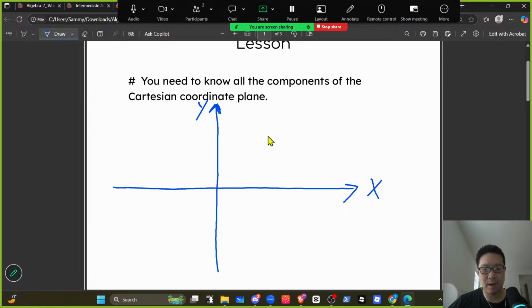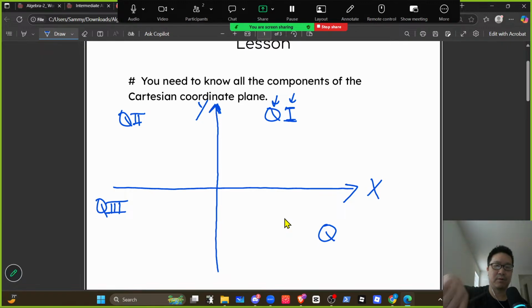It controls the movement horizontally, left and right, and the y-axis controls the movement up and down vertically. Okay. There's four quadrants. Quadrant 1. So the quadrants are usually written in Roman numerals. So Q stands for quadrant, and this is 1. Okay, quadrant 1. Quadrant 2. Quadrant 3. And quadrant 4. So it's labeled counterclockwise. So it goes in the opposite direction that a clock would.